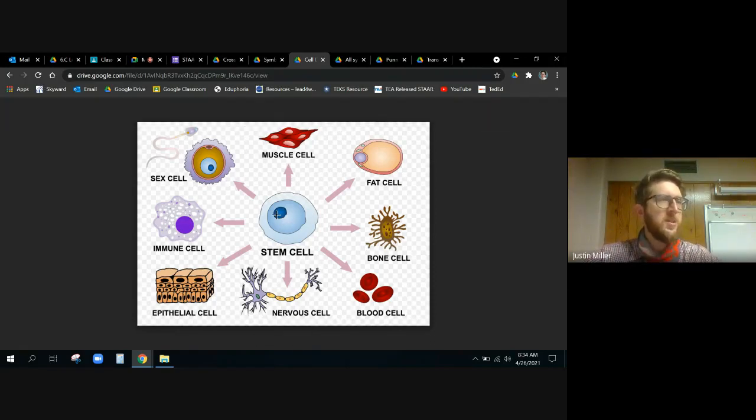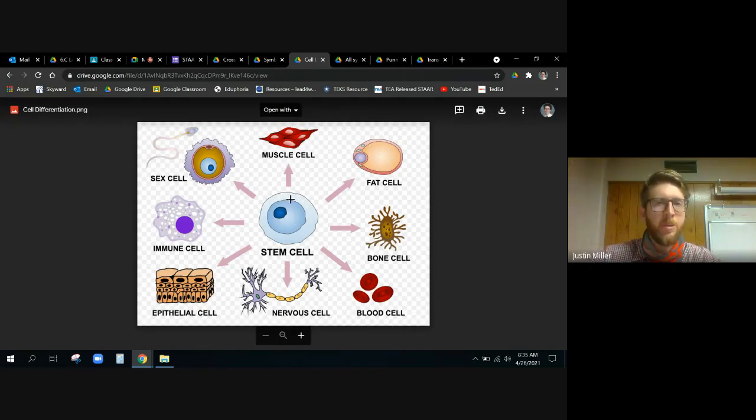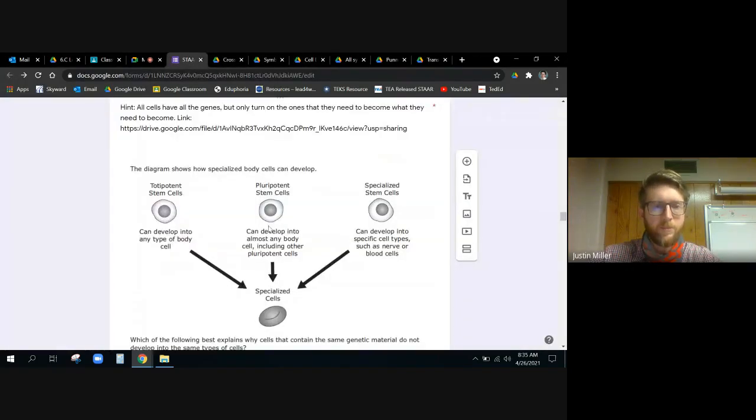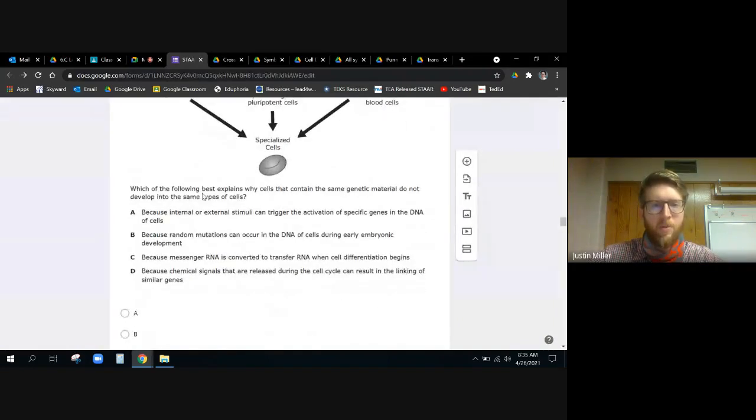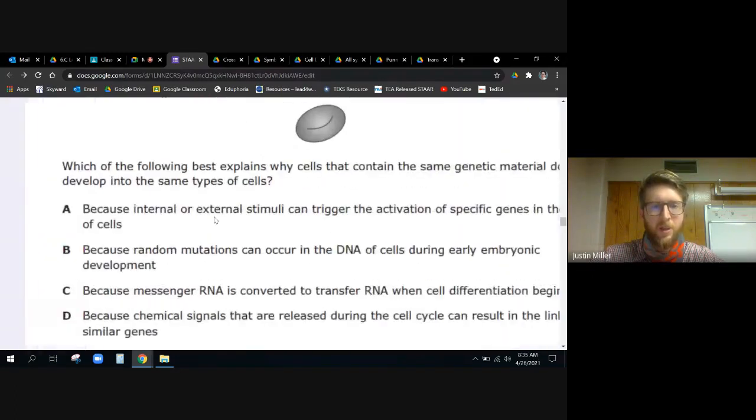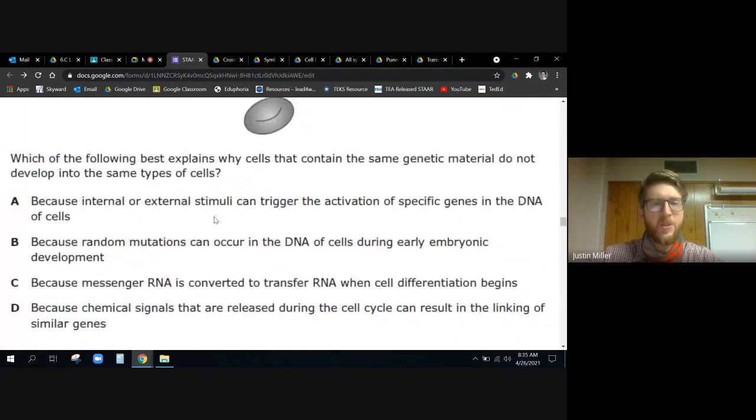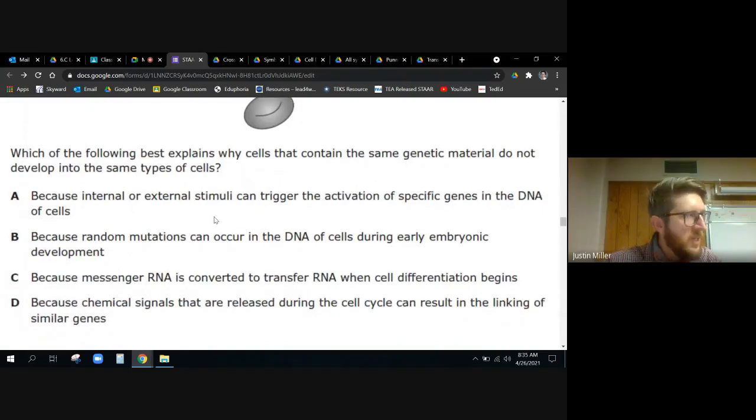So all baby cells start off the same, and they all have all the genes to become any type of cell that they want to become. But they get triggered and activated at some point, and depending on what genes get turned on, that's gene expression, right? Depending on what genes get turned on will determine what type of cell they grow up to be. So which of these basically says that? Says that cells can become any type of cell depending on what genes get turned on.